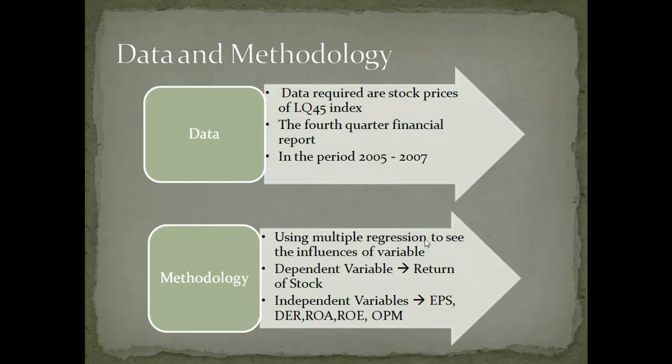Data and methodology. The first is data. Data required are stock prices of the LQ45 index and the fourth quarter financial reports in the period of 2005 until 2007. Methodology: using multiple regression to see the influences of the variables. The dependent variable in this study is return of stock, and there are 5 independent variables: EPS, DER, ROA, ROE, and OPM, as stated before.